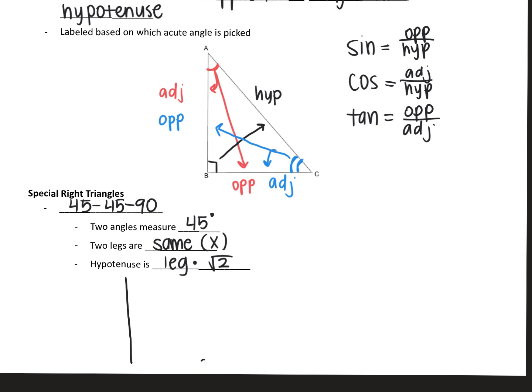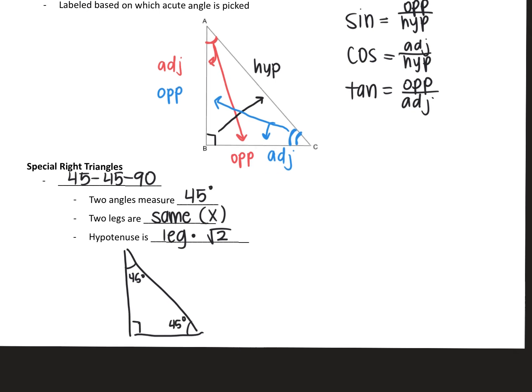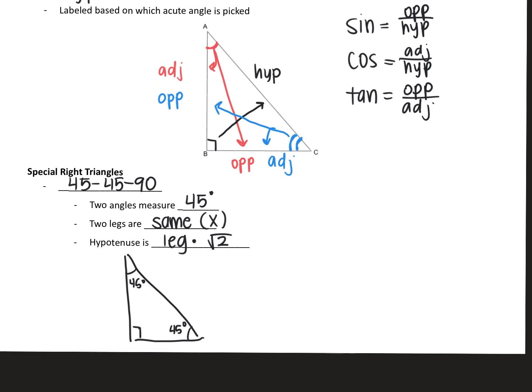So we draw a right triangle, and it's not going to be drawn to scale. So we've got 45 degrees, 45 degrees. Our two legs are both x, and then our hypotenuse is that leg times square root 2.